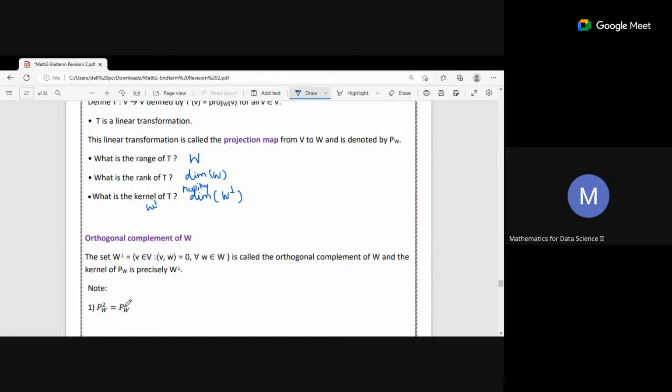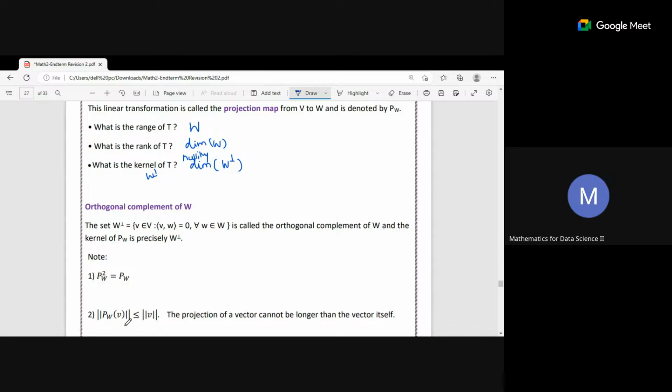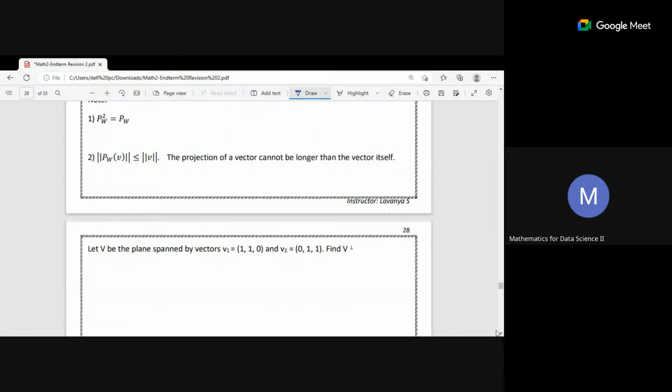So what are the important properties? P_W squared is equal to P_W, and the norm of P_W of V is less than or equal to the norm of V. So the projection of a vector cannot be longer than the vector itself. Okay. So let V be the plane spanned by the vectors V1 and V2. Find V perp. How do you do that?